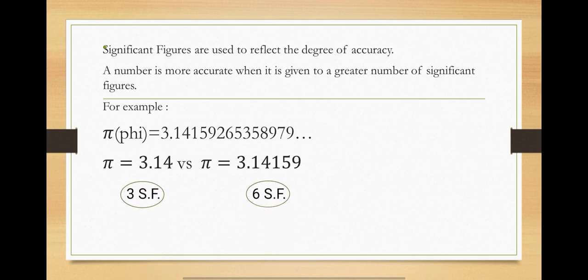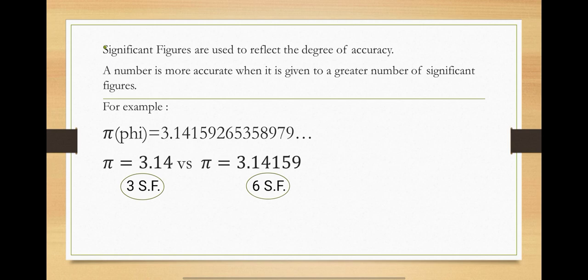Now the pi on the left has three significant figures because you have three digits there, I mean the 3, 1 and 4. While on the right side you have six numbers, which is six significant figures. So again, let's look back at the explanation at the top. The greater the number of significant figures, the more accurate a number is.